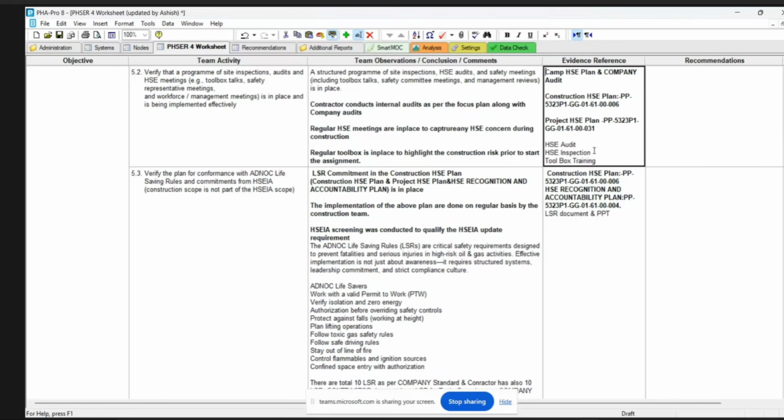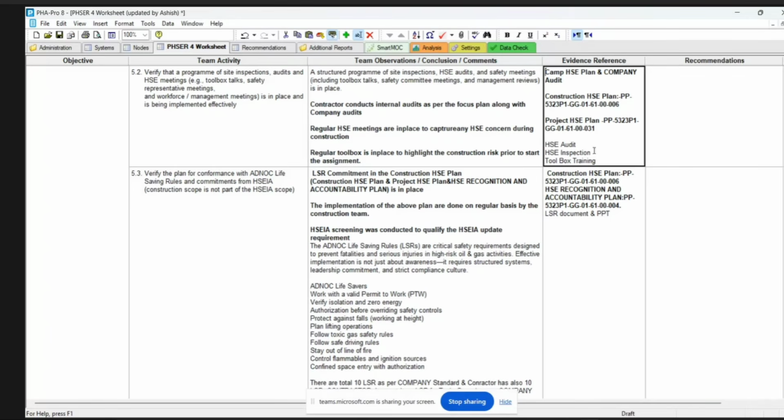This is the camp HSE, because we are running camps also. Ideally, okay, it is not a camp, it is like camp welfare management. It should be mentioned. The name they put is camp HSE plan and company audit. So you want to change the name?